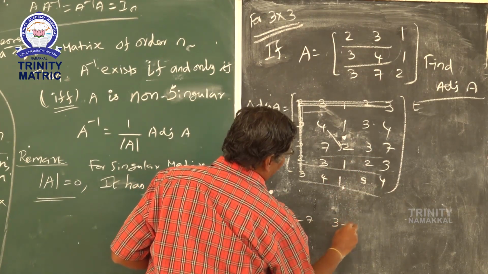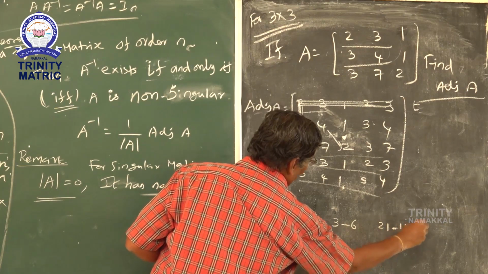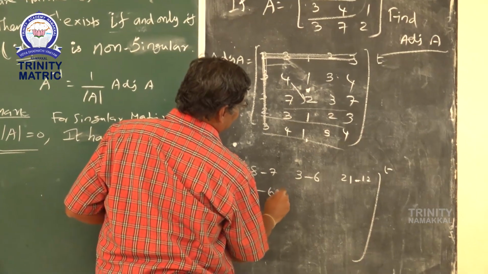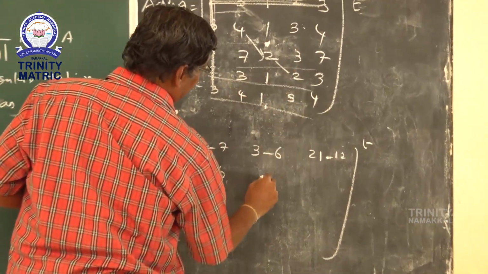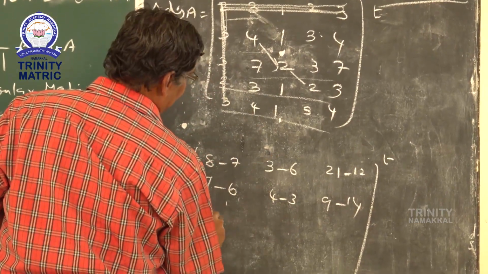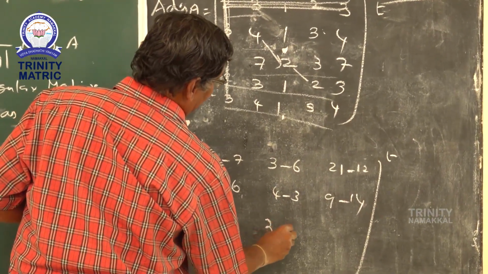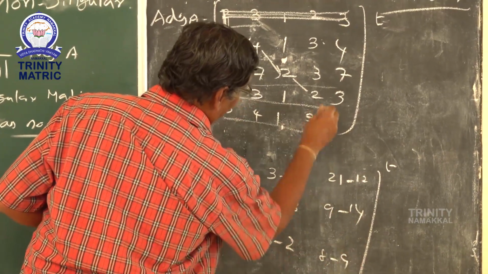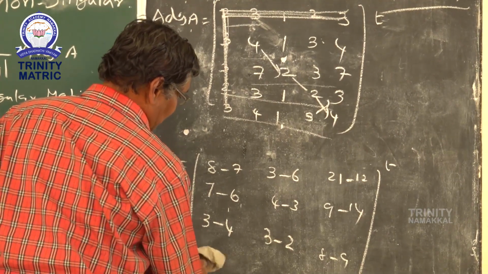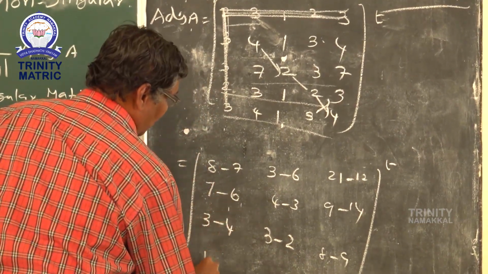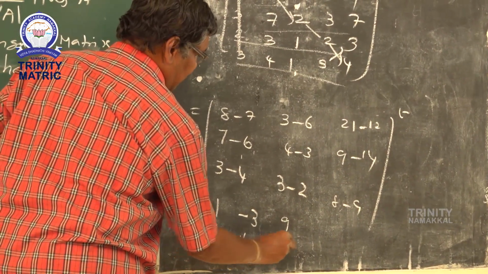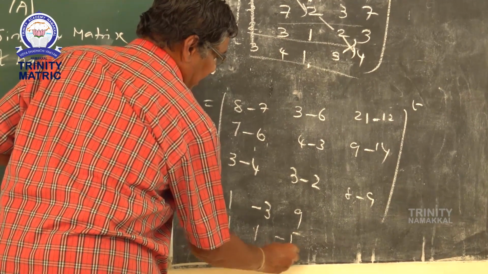This one is 3 minus 6, 21 minus 12. Like that, this one is 7 minus 6, 4 minus 3, 9 minus 14. This one is 3 minus 4, 3 minus 2, 8 minus 9. You know the table. You have to be well versed with the table, then it's easy for you. 8 minus 7, 1, minus 3, 9, 1, 1, minus 5, minus 1, 1, minus 1.